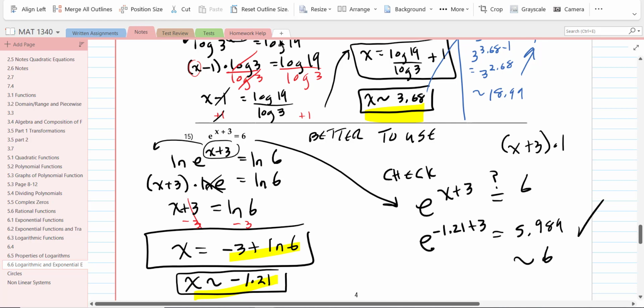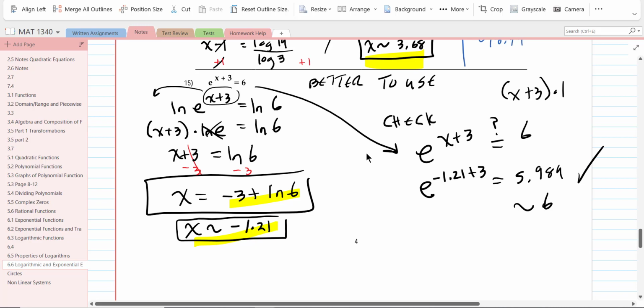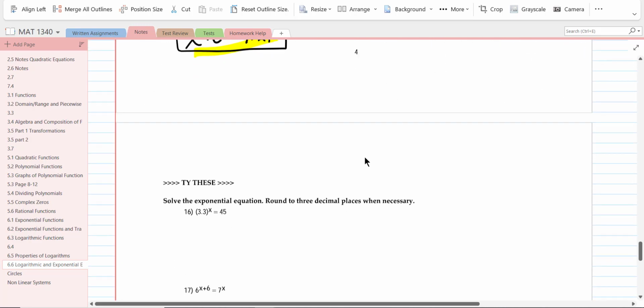So I'm doing log of both sides. The purpose of doing log of both sides is this. That's what allows that thing to come down. Does that make sense to you? Now these things right here, you use this a lot in economics and when you're working with the compound interest formula and stuff like that we've talked about.